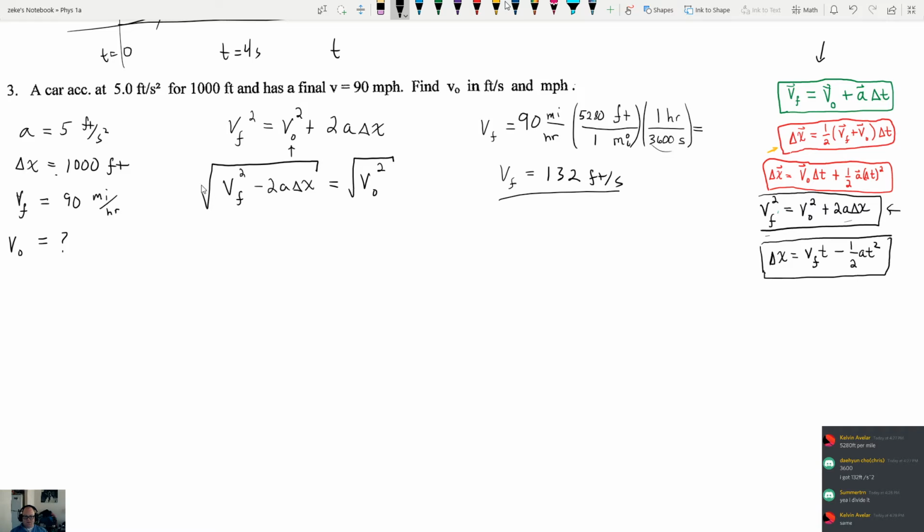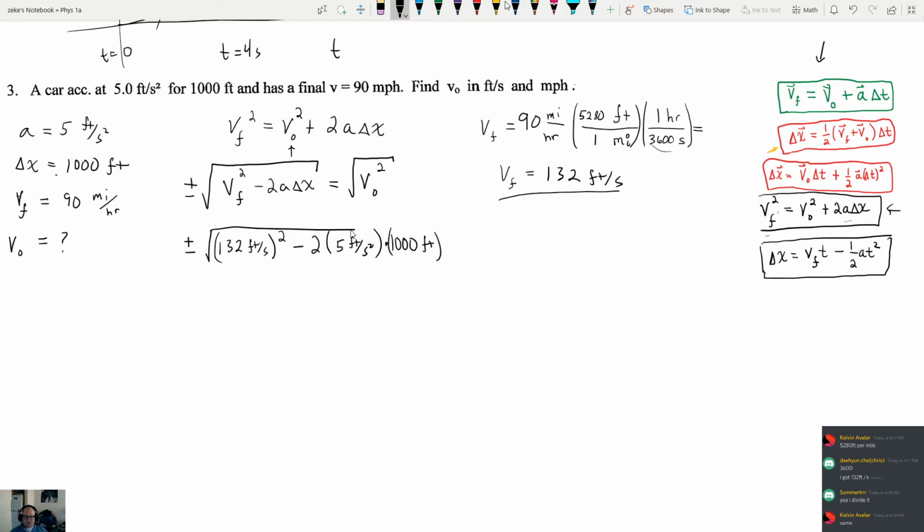Keeping in mind that this is going to give us a plus or minus sign over here on the left-hand side. So our answer is going to be plus or minus the square root of VF, that's this now, 132, whole squared, minus 2 times the acceleration, which was 5, times 1,000 feet. And what do you get?